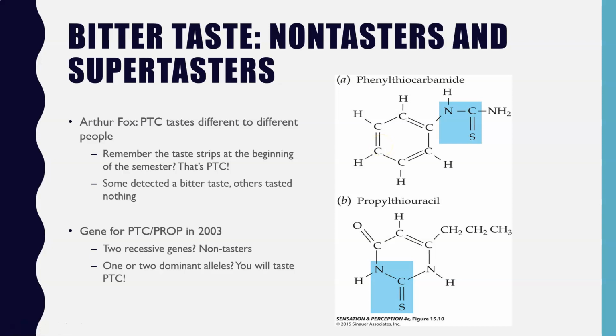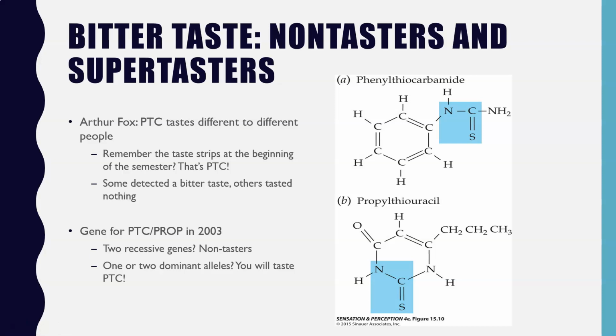And this is just my reminder to you that when we did the super tasting, that taste strip was actually coated with PTC. And when people taste this substance, some people detect a bitter taste, some detect it immediately, some take a little more time, and other people taste nothing. Now, a very similar bitter substance that is often only detected by super tasters is what is called propylthiouracil, or PROP. And researchers were actually able to isolate the gene for PTC or PROP in 2003.